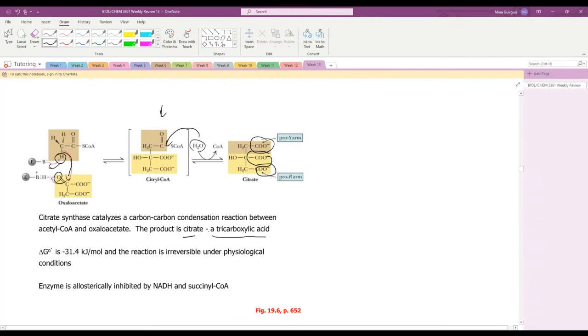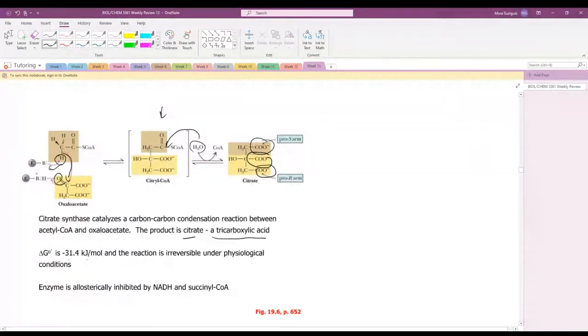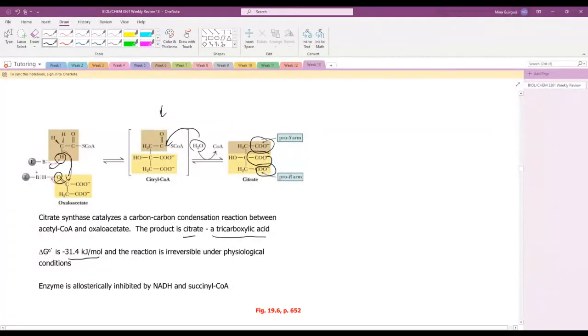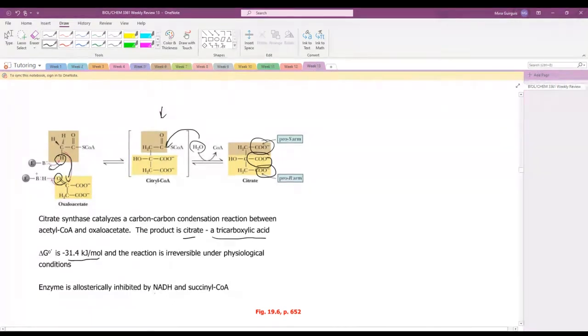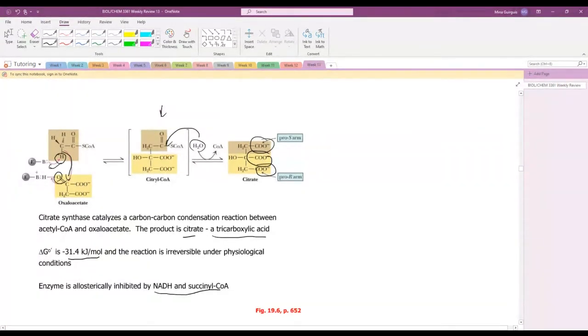Now, an important point here, this reaction is very spontaneous. It's about as spontaneous as ATP hydrolysis, which makes it pretty much irreversible under normal conditions. However, it can be allosterically inhibited by NADH and succinyl CoA. NADH is what we're trying to make from the TCA cycle, so it makes sense, right? We're not going to want to keep making more citrate if the acetyl CoA and the oxaloacetate could be used for other things. And succinyl CoA is about halfway through the citric acid cycle, which also makes sense.